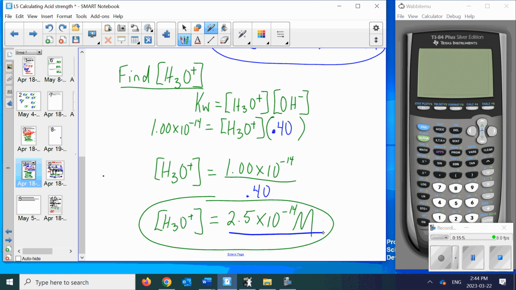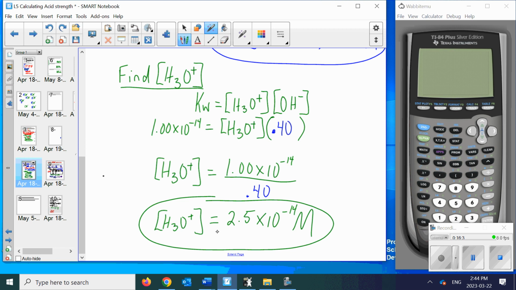After you do a couple of these, you might notice whenever you're using this Kw formula, since Kw we're always going to use 10 to the minus 14, going from hydronium to hydroxide or vice versa, it's always just 10 to the minus 14 divided by the value you know. That gives you the other thing. If you have hydroxide, you divide by hydroxide, you get hydronium. If you have hydronium ion, you divide by that, 10 to the minus 14, you get hydroxide.